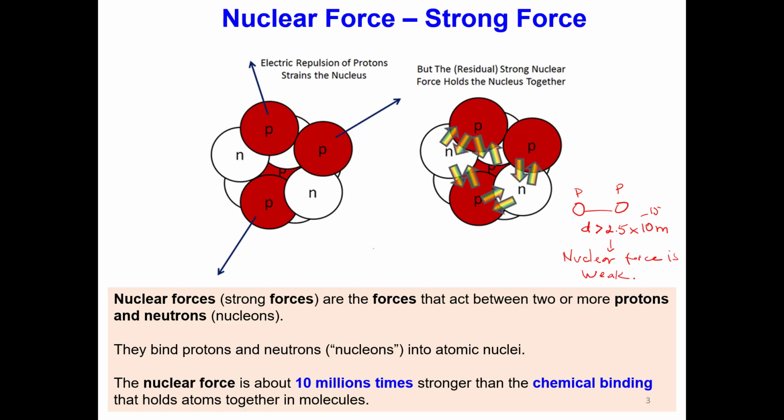Because the nuclear force is weak when the distance between two protons is larger than 2.5 × 10^-15 meters, this condition limits, or defines, the size of the nucleus. This is why the size of the nucleus is on the order of 10^-15 meters, or femtometers.